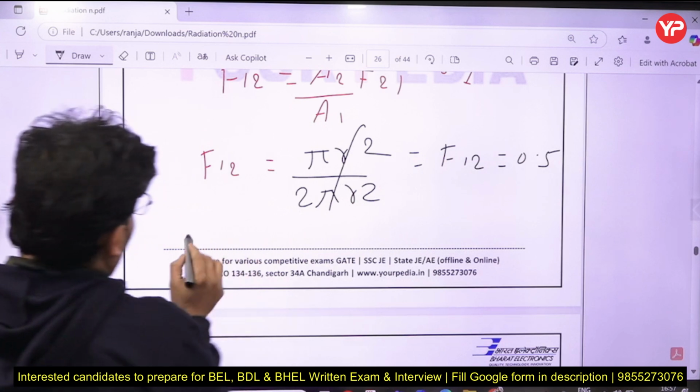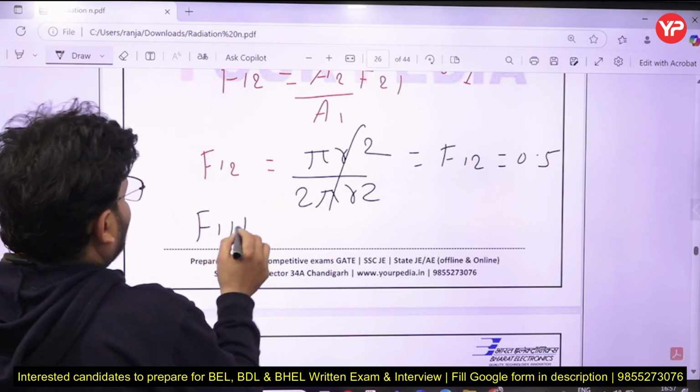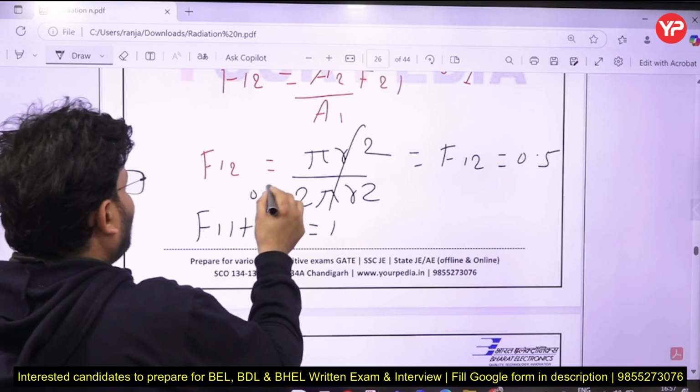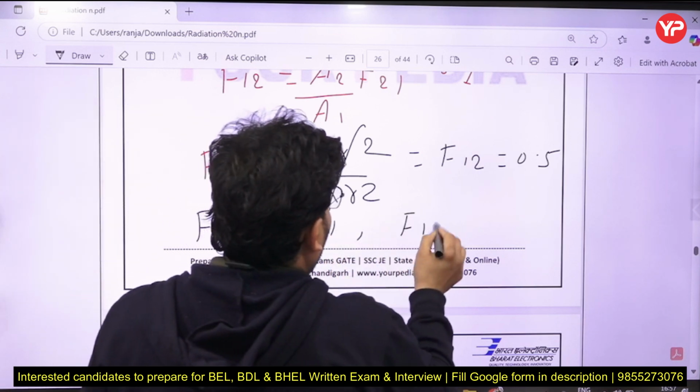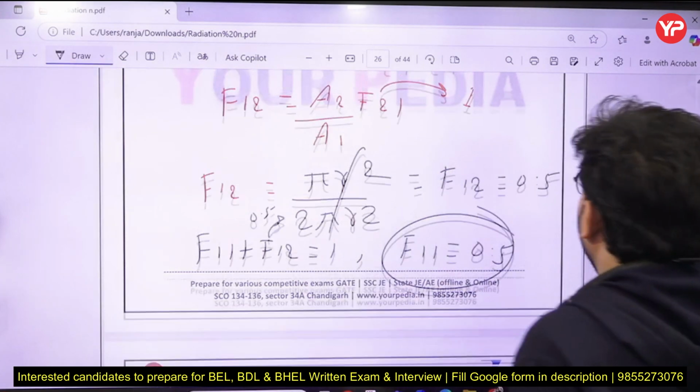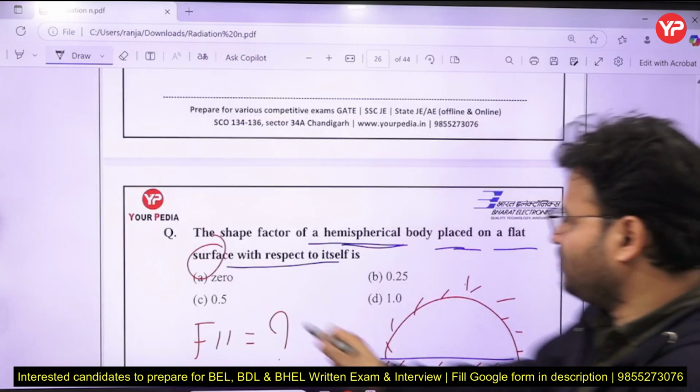So what will be F11? F11 plus F12 is equal to 1, and F12 is 0.5. So simply we can get F11 is equal to what? 0.5. So what answer are you going to get? 0.5. C is the right answer.